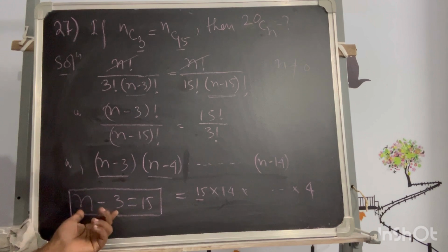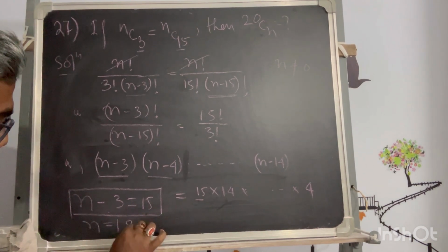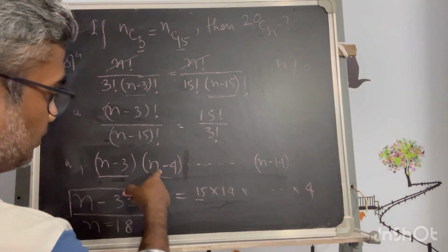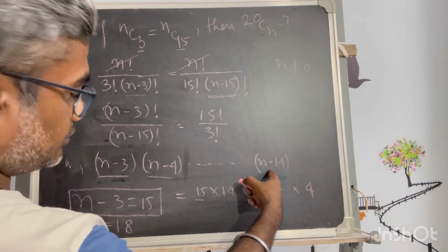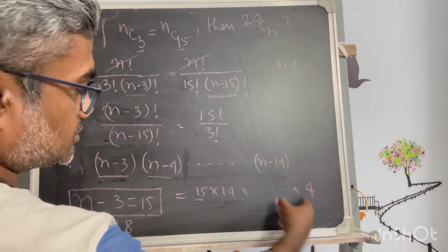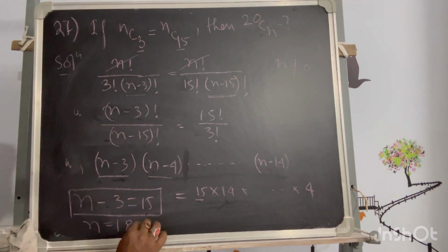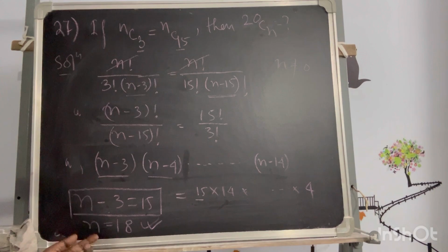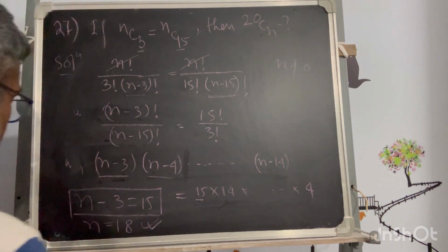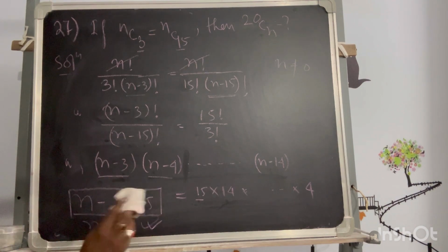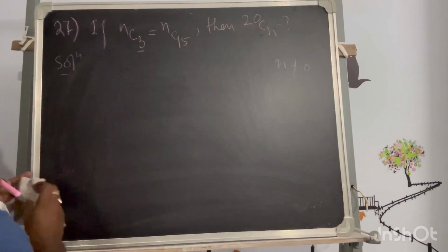Because if n minus 3 is equal to 15, what is your n then? Your n is equal to 18. Now put this value in each term. If you put 18, it will match the next term, and if you put n equal to 18 here, it will match the last term. So consequently all the terms will match if we assume that n minus 3 is equal to 15. So this is your only solution: n equal to 18 satisfies the equation, which we got from the similarity of the arrangement of the terms.